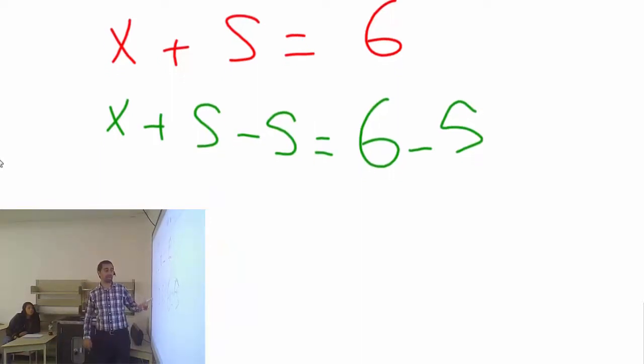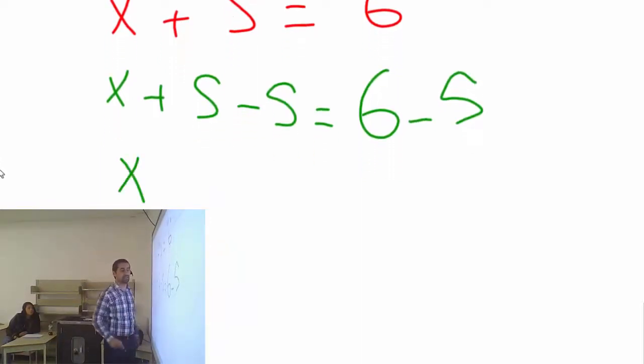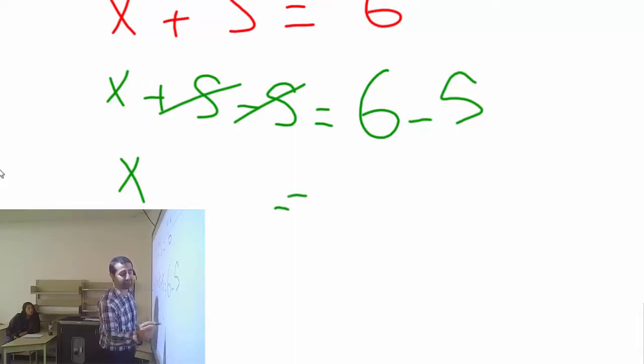Now I can continue working on my equation. So I'm going to end up with, what is 5 minus 5? And I'm not going to bother writing down 0 here. So this part cancels out. I only have X left here. And 6 minus 5 will give you 1. That's how you find out what X is. But this is a very, very long method.